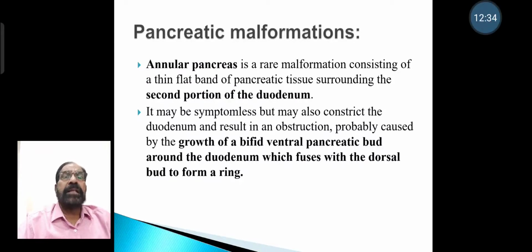Annular pancreas is a rare malformation consisting of a thin, flat band of pancreatic tissue surrounding the second portion of the duodenum. It may be symptomless but may also constrict the duodenum and result in an obstruction, probably caused by the growth of the bifid ventral pancreatic bud around the duodenum, which fuses with the dorsal bud to form the ring.